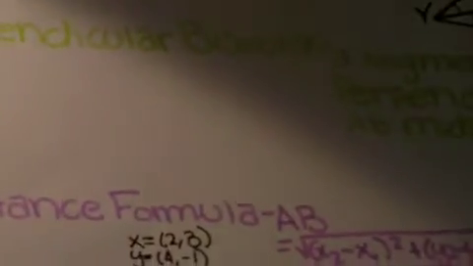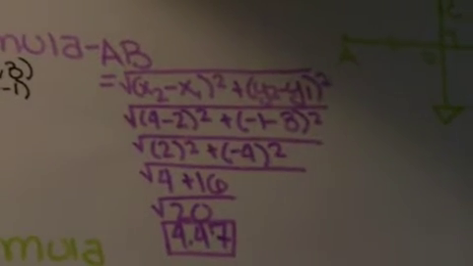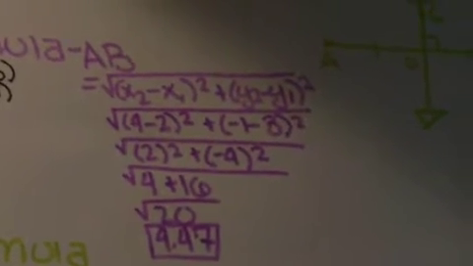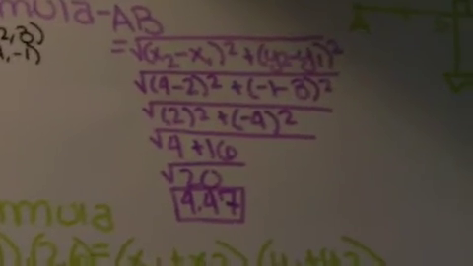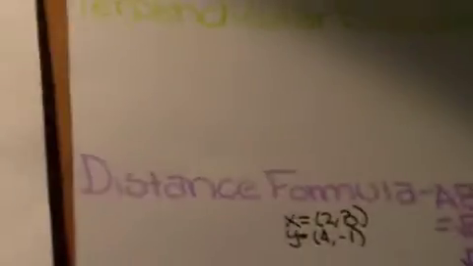Next is the distance formula, which is the square root of x2 minus x1 squared plus y2 minus y1 squared. Then you plug in the two points, 2 and 3, which is x and y, and 4 and -1. Then you plug it in, and the answer comes out to be 4.47.